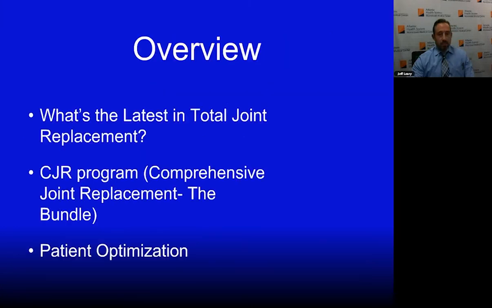So with that as an introduction, the three topics I want to touch on tonight is what is the latest in total joint replacement, the latest in technology, techniques, what have we seen change, and what do I think is the most influential in the last couple of years. From there, we're going to segue over to the CJR program, which is the Comprehensive Joint Replacement, or quote, the bundle. And then we're going to finish up looking at patient optimization and what effect this has on joint replacement and final outcomes for the patients.